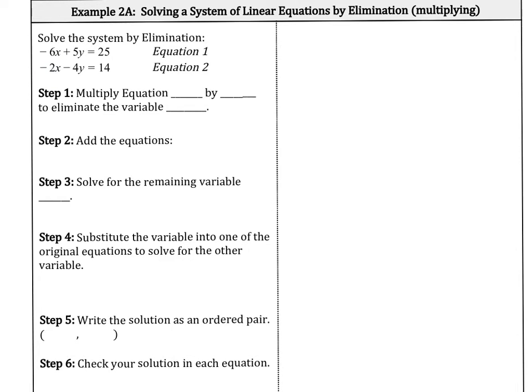For that we need to multiply one of the equations by a number so that the bottom and the top become 6 positive and negative. On the bottom equation, if we multiply negative 2 by negative 3, we get 6x, which is opposite to the negative 6x on the top. So step number 1: multiply equation 2 by negative 3 to eliminate the variable x.